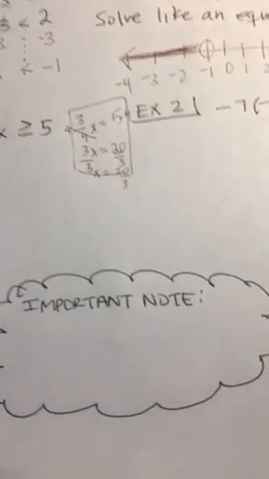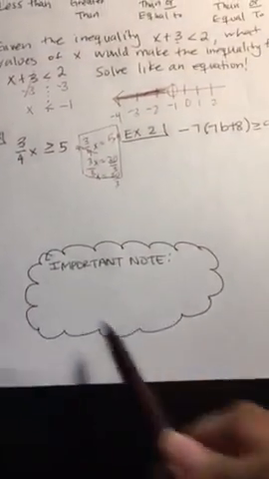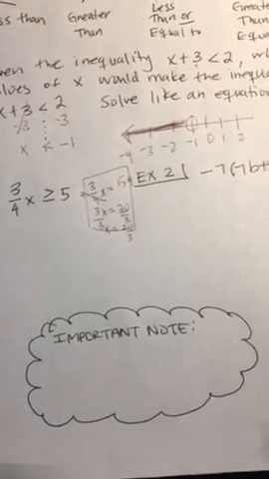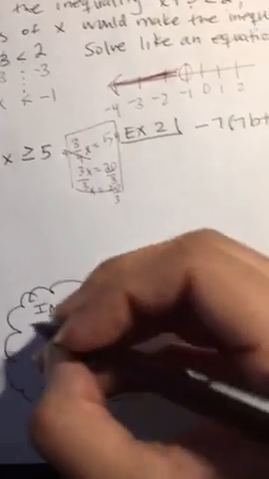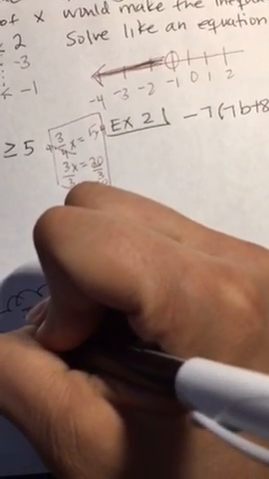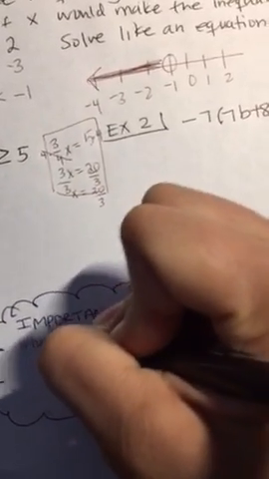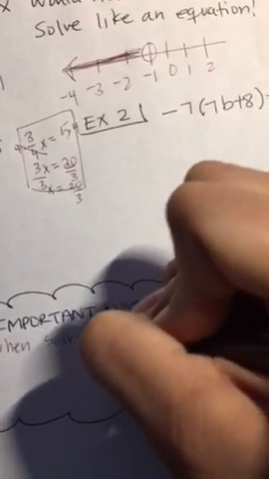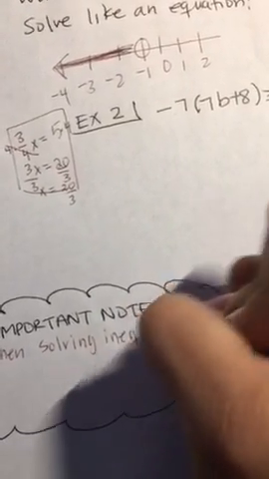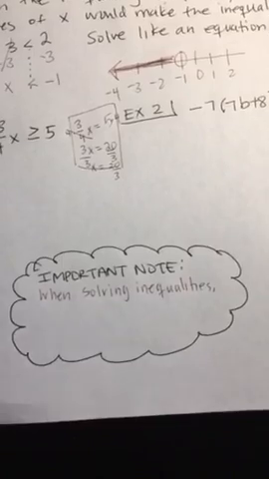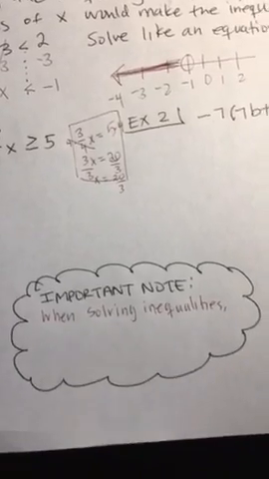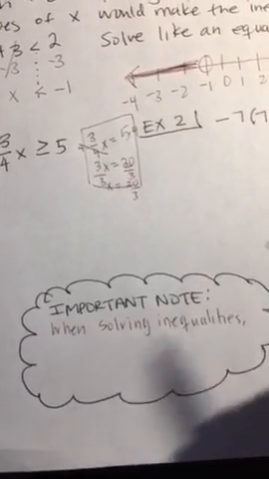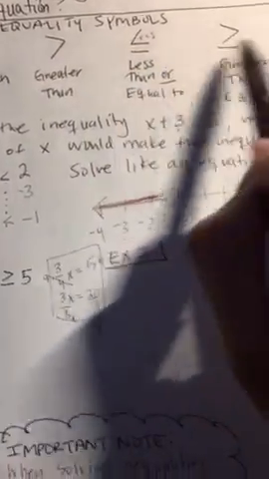Now, one thing that is very important, so I made a little bubble here for an important note. When you are solving inequalities, and inequalities only, this is the main difference. It's the main difference between solving an inequality and an equation: if you ever divide or multiply by a negative number, then you have to flip the sign. So these signs that you see here, they flip.